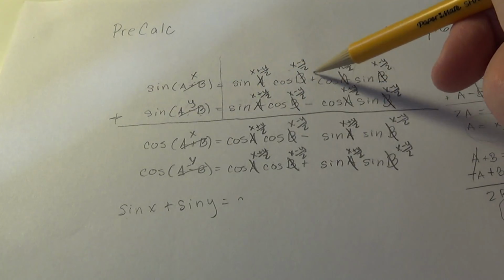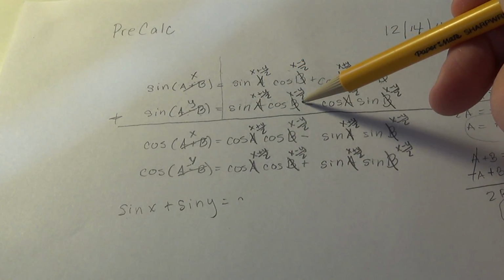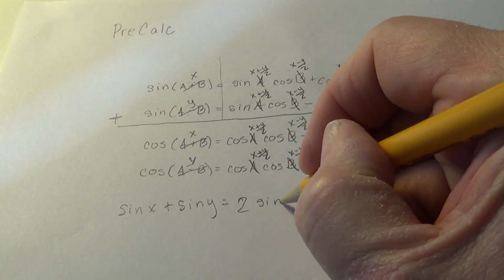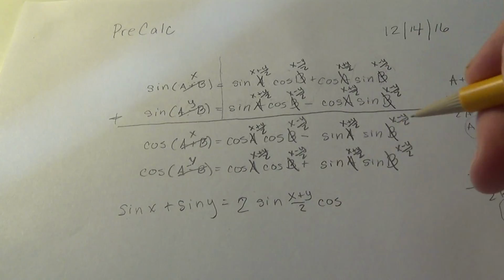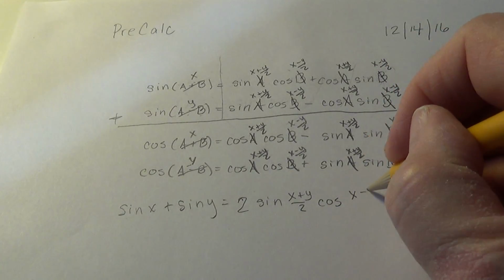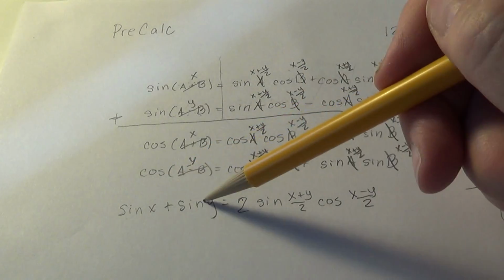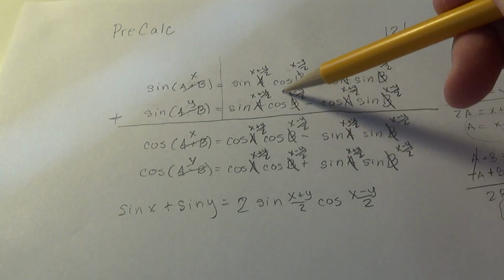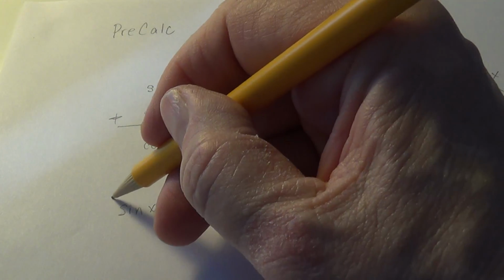What do we get when we add these two terms? Well, this term is identical to this term, so we're going to get 2 of them: 2 sine of x plus y over 2 cosine of x minus y over 2. So again, I added these two to get this, and on this side, these two canceled, and these doubled. All right, so now I finished that trig ID.